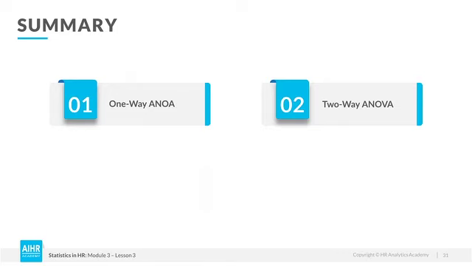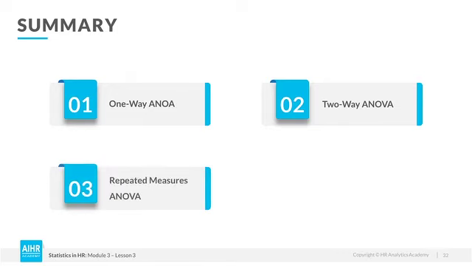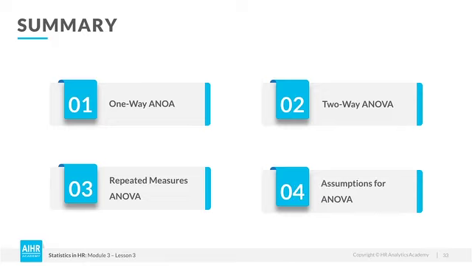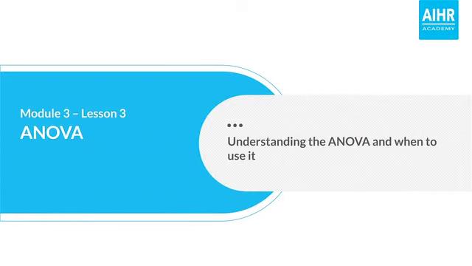Next, you also learned about the repeated measures ANOVA, which is used when you want to compare the mean on the dependent variable over a period of time. Finally, you learned about the 6 assumptions all these ANOVA tests have to adhere to. And that's it for Module 3.